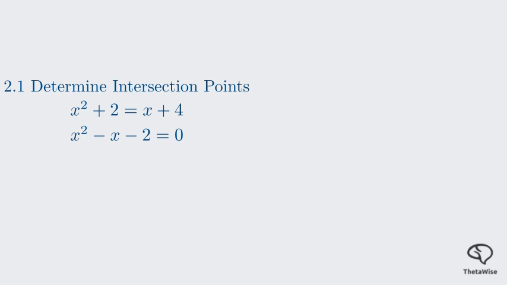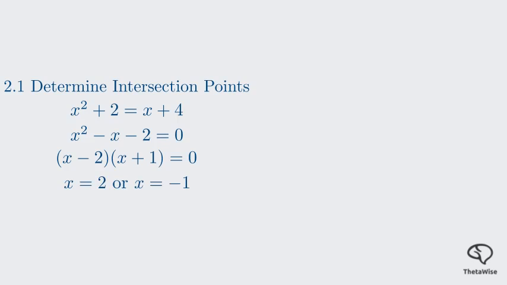This quadratic factors nicely. We need two numbers that multiply to negative 2 and add to negative 1. Those are negative 2 and positive 1. So the factored form is x minus 2 times x plus 1 equals 0. This gives us two x coordinates for our intersection points: x equals 2 or x equals negative 1.